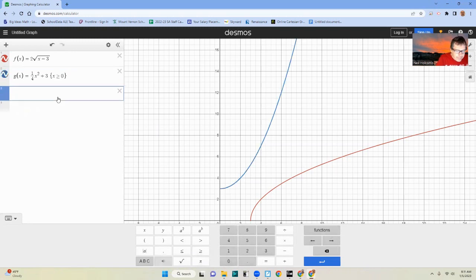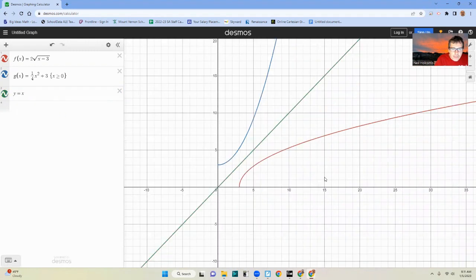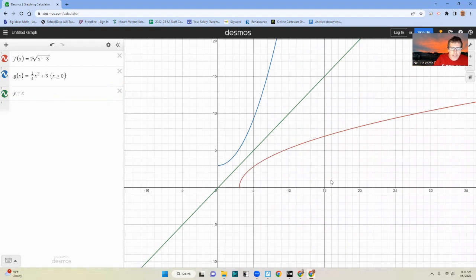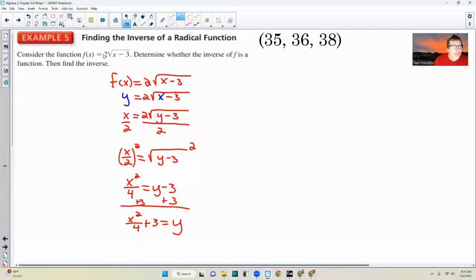Okay, and then if I graph y equals x, then you see these two functions get reflected across y equals x. This is always your check to see if you did the inverse correctly. If your second function does not reflect across y equals x, you did something wrong. Okay, so there's the last problem. And so after doing examples 4 and 5, you should be able to do problem numbers 35, 36, and 38 in your problem set.